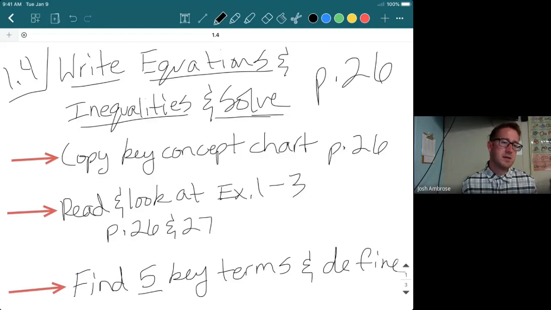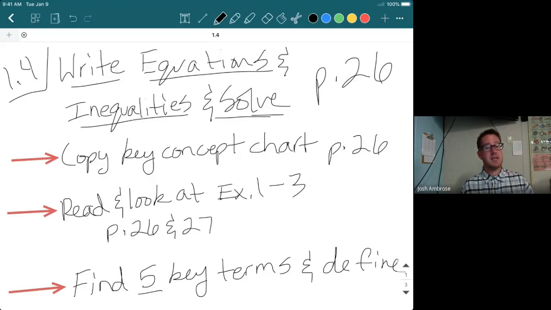All right, so again, key concept chart, page 26. I need you to read as well as look at examples 1 through 3. All 3 of those examples, they're on page 26 and 27. So read it through, look at them, and follow all the steps that they go through, all right? Because that's the book's examples and their way of doing these diagrams for you, okay, on top of the examples that I will show you in this video.